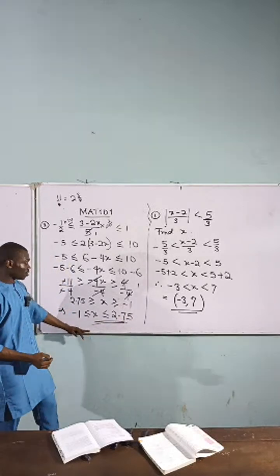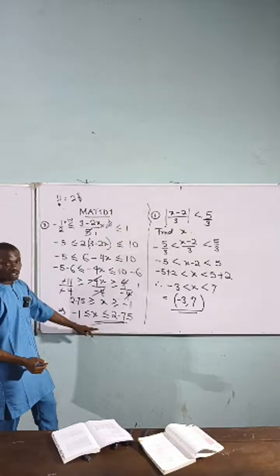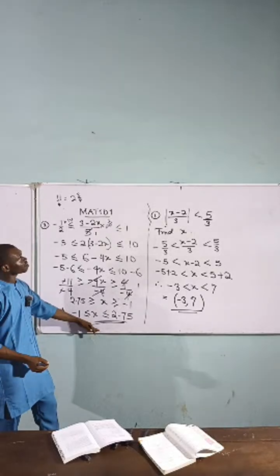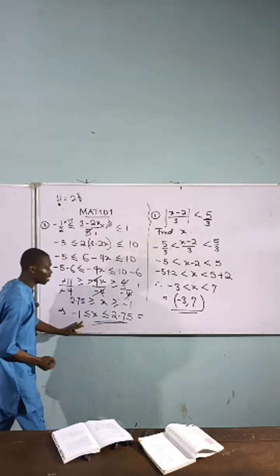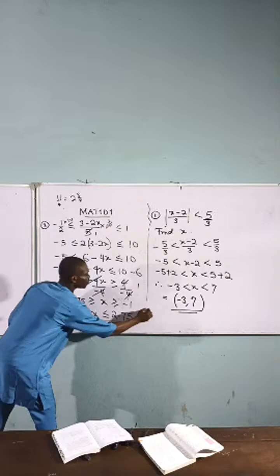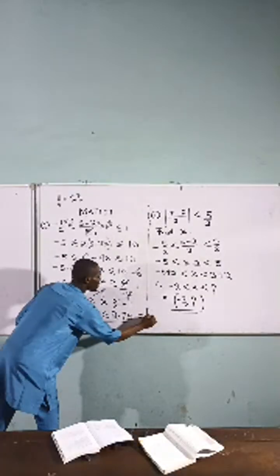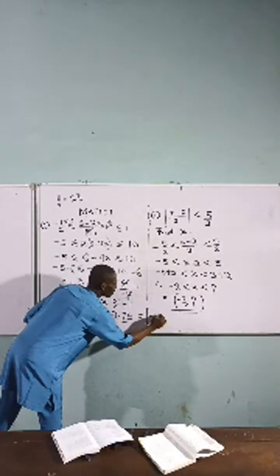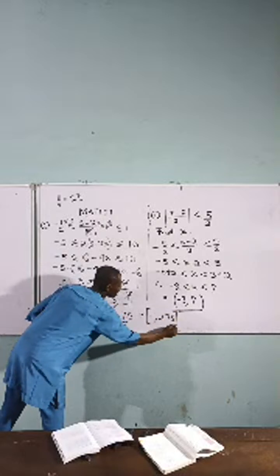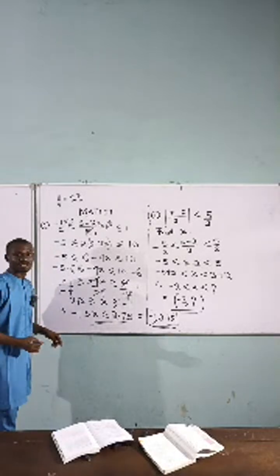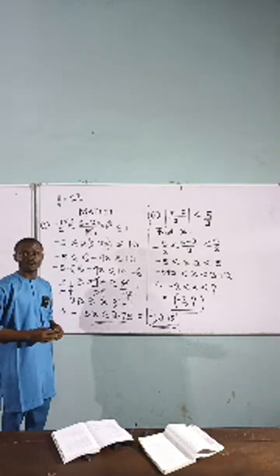Then, like I said, it's always good to put it in interval form, and that is going to give us, since both of them are less or equal, so you are going to bracket minus 1, and then comma 2.75, and then another close bracket, and that is our solution. I hope we are still together.